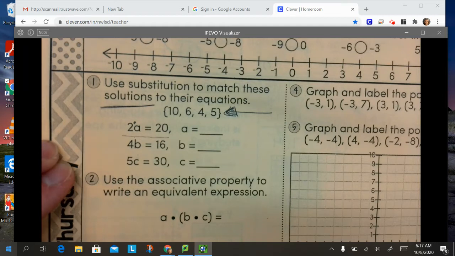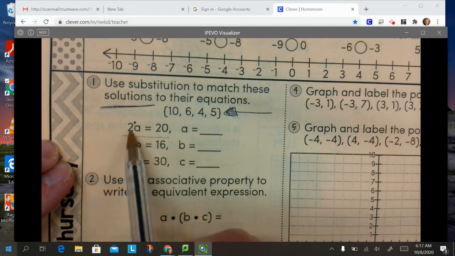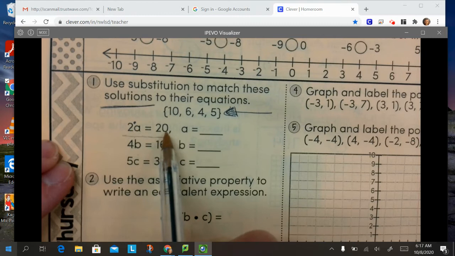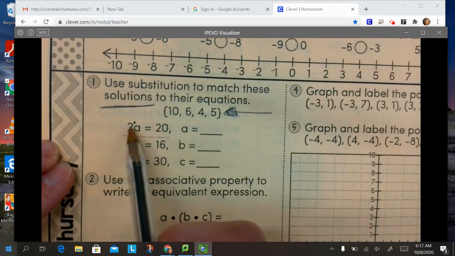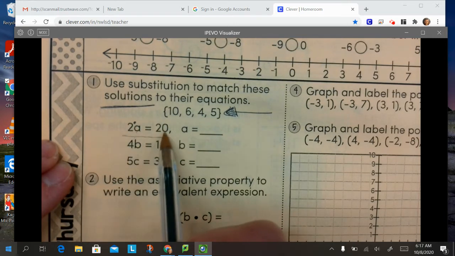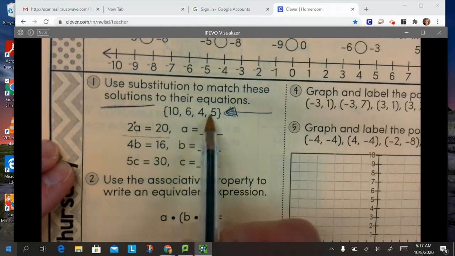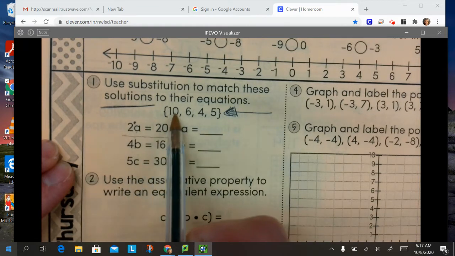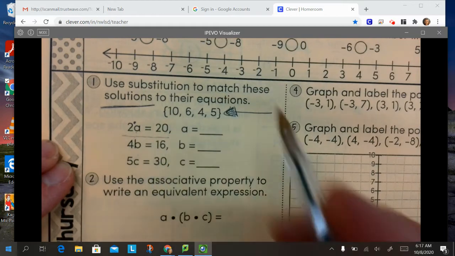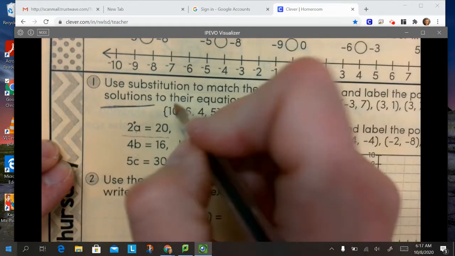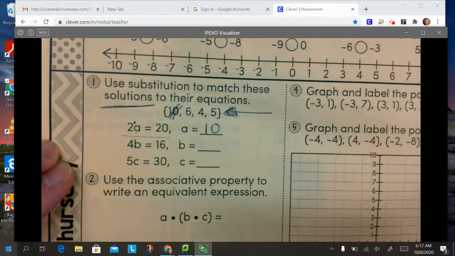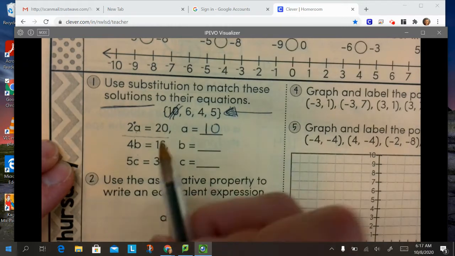All right, so think to yourself for the first one, 2 times something must give me 20. And you want to look through these solutions. 2 times 10, was that giving me 20? It was. So that is that answer. Okay. Now you do the next one.